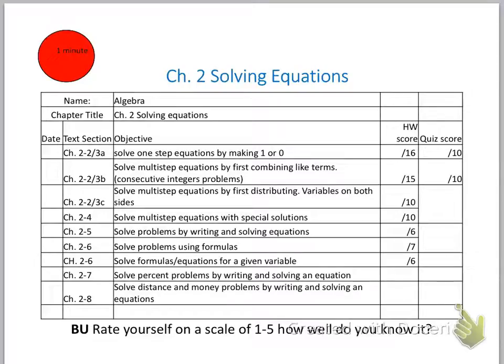Okay, ladies and gentlemen, continuing on the same theme, we are still solving word problems. Today we're focusing on distance and money problems, and we are going to be writing and solving those equations. Don't forget to add in your homework score from last night. I believe we had 6 problems, right?